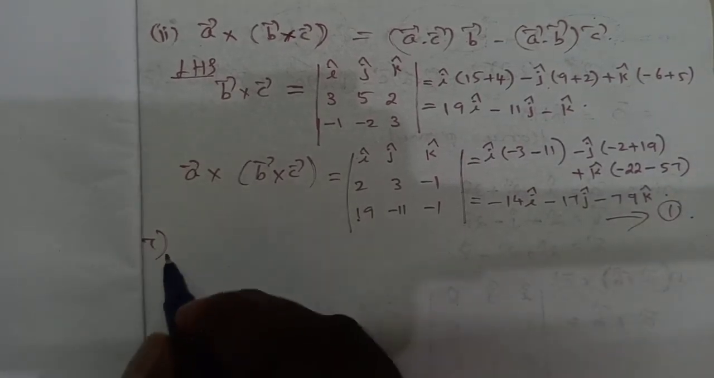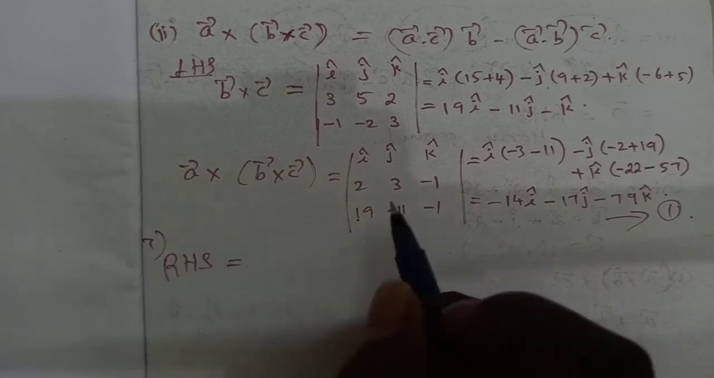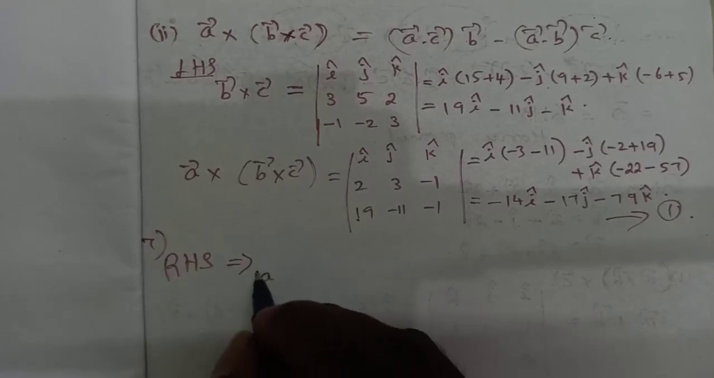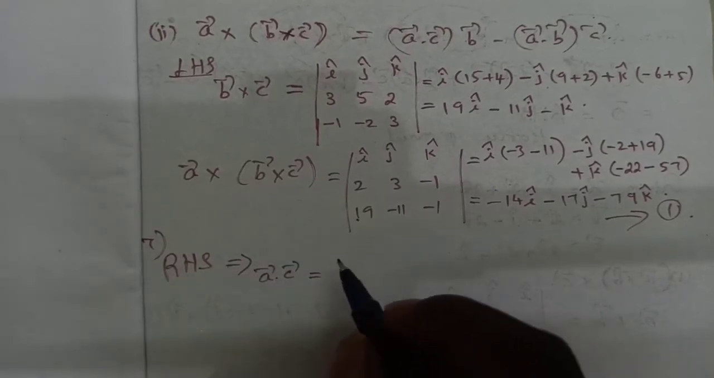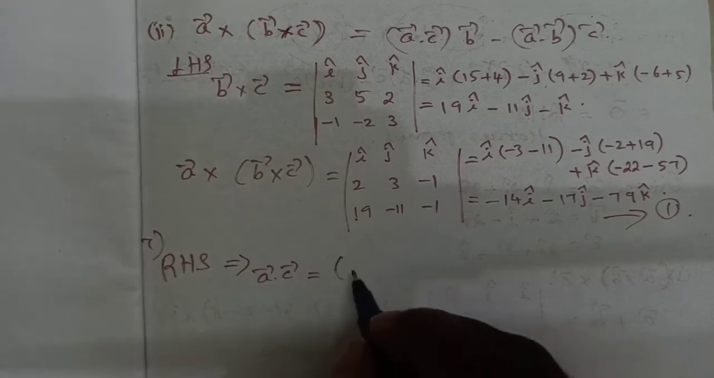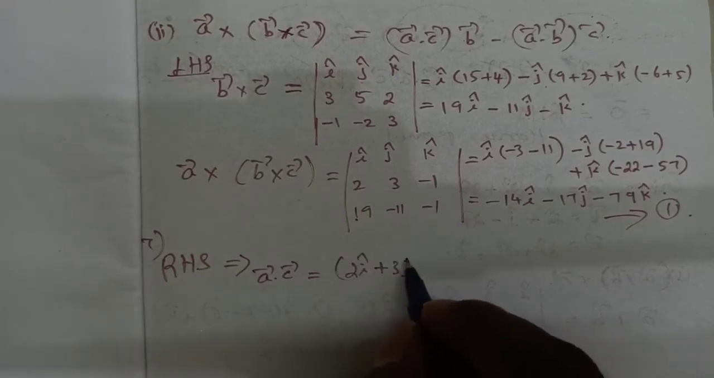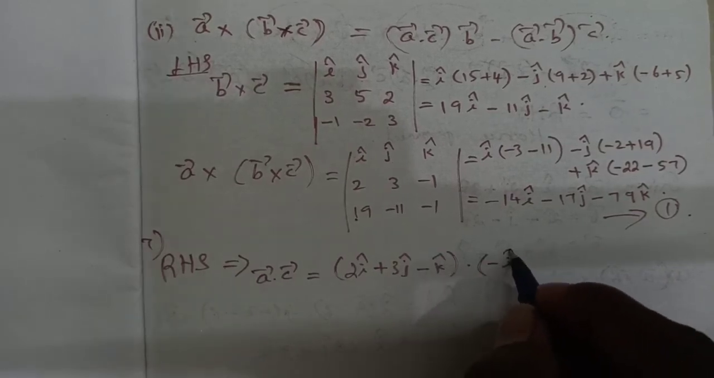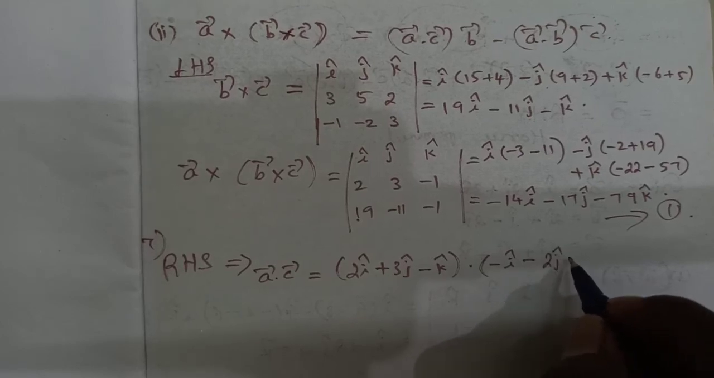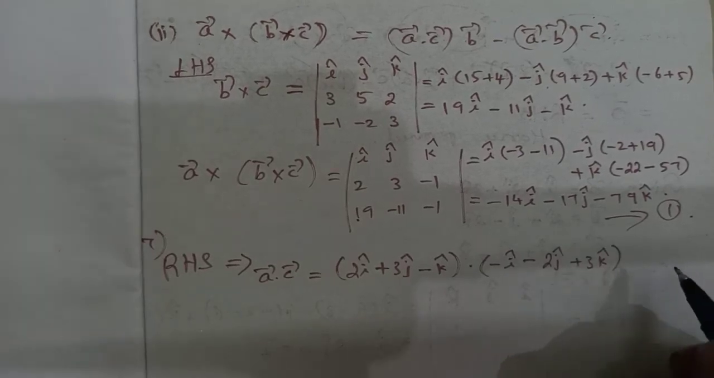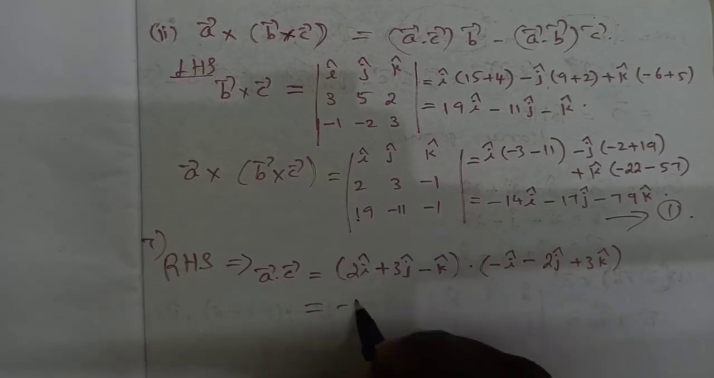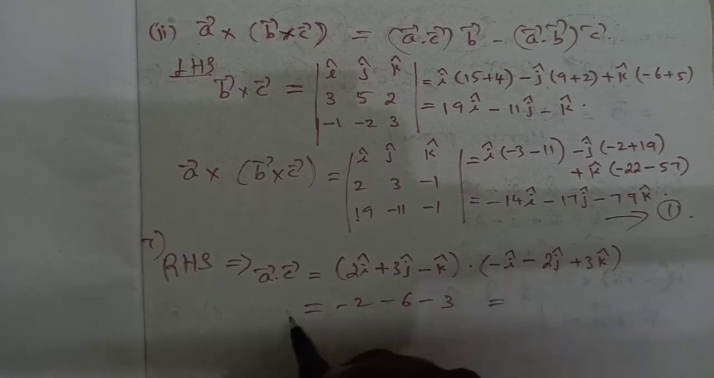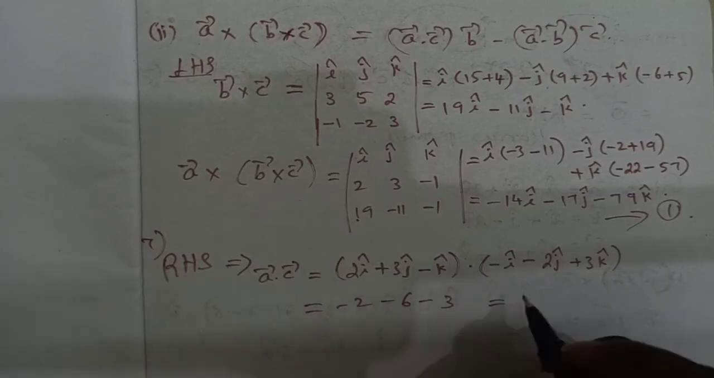Next let me find the RHS, right hand side. For the right hand side, we already have the expansion, so let us first find A dot C. A vector dot C vector. The value of A is 2 i cap plus 3 j cap minus k cap, dot the value of C, which is minus i cap minus 2 j cap plus 3 k cap. Next the dot product: 2 into minus 1 is minus 2, 3 into minus 2 is minus 6, minus 1 into 3 is minus 3. Adding, we get 11, so minus 11.